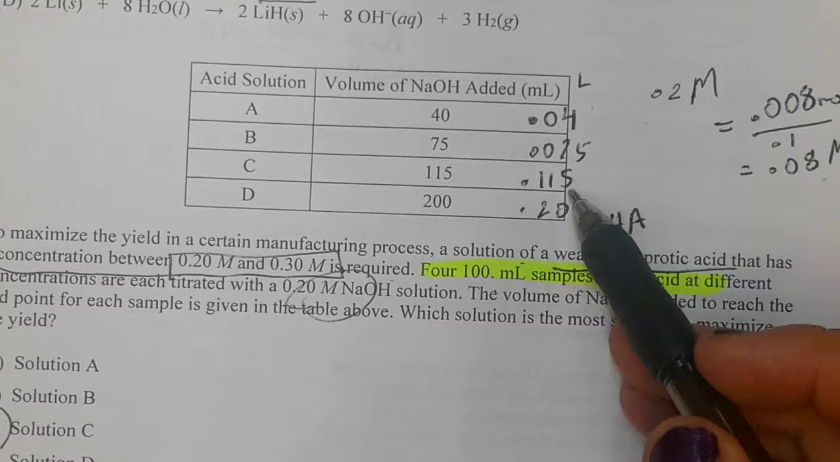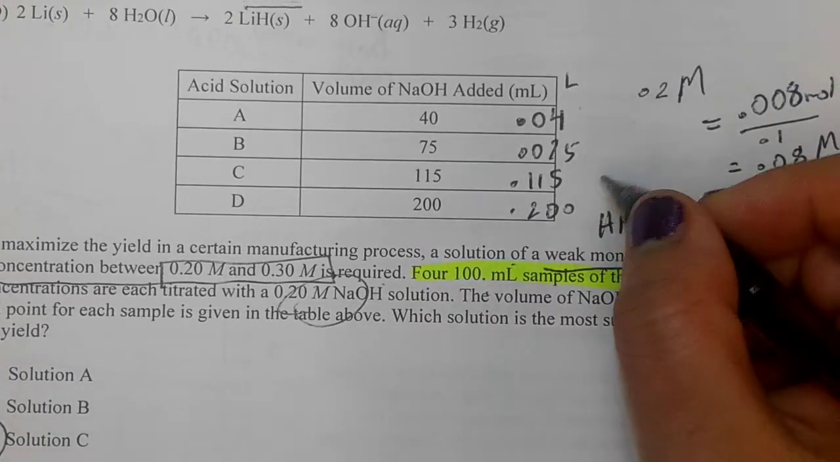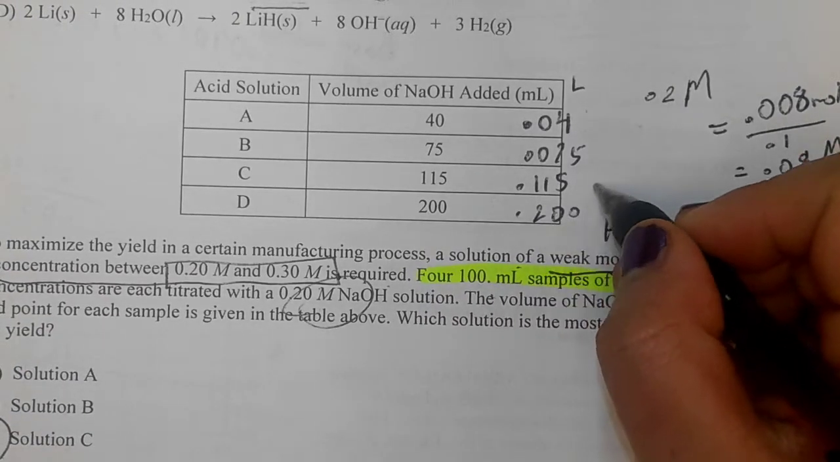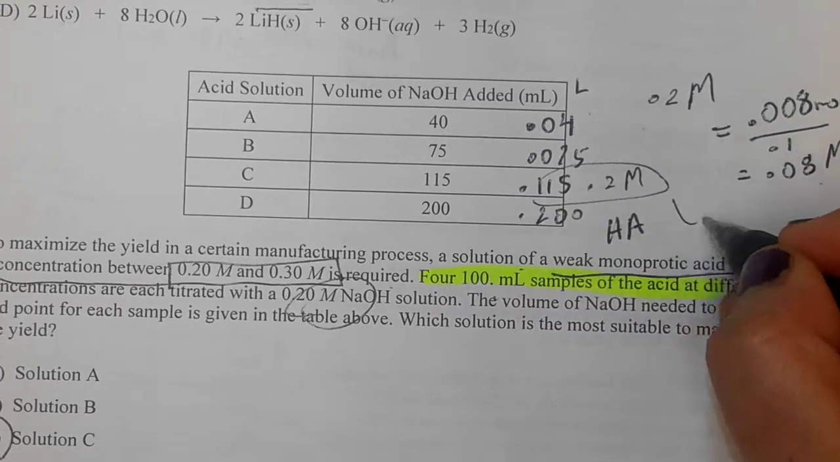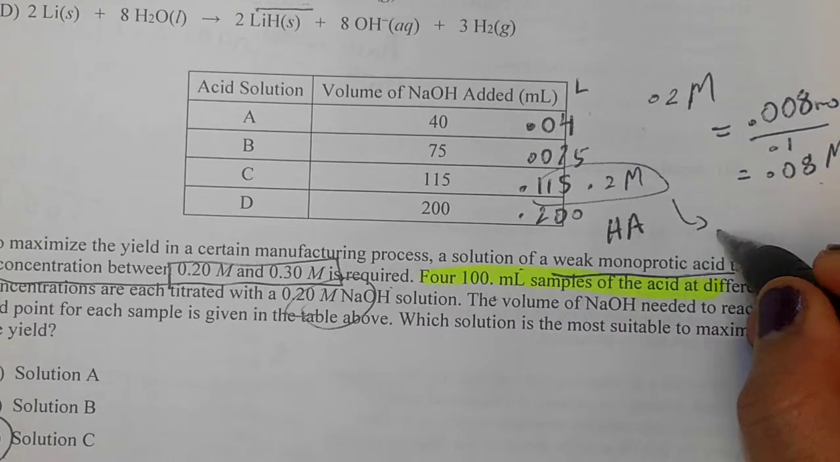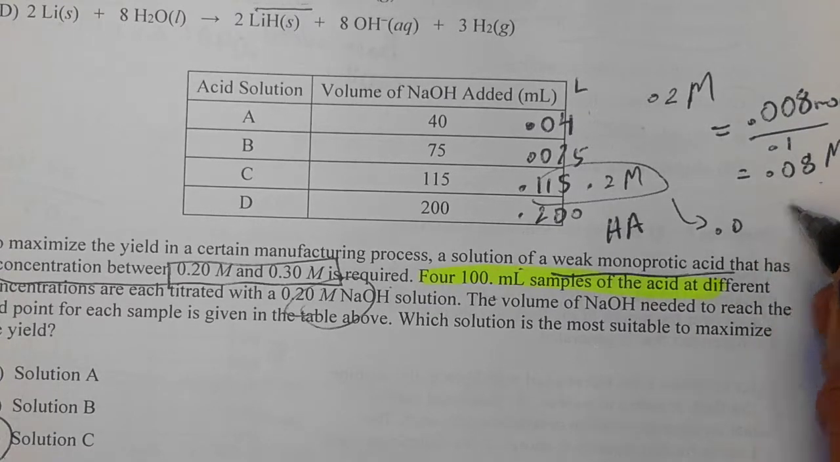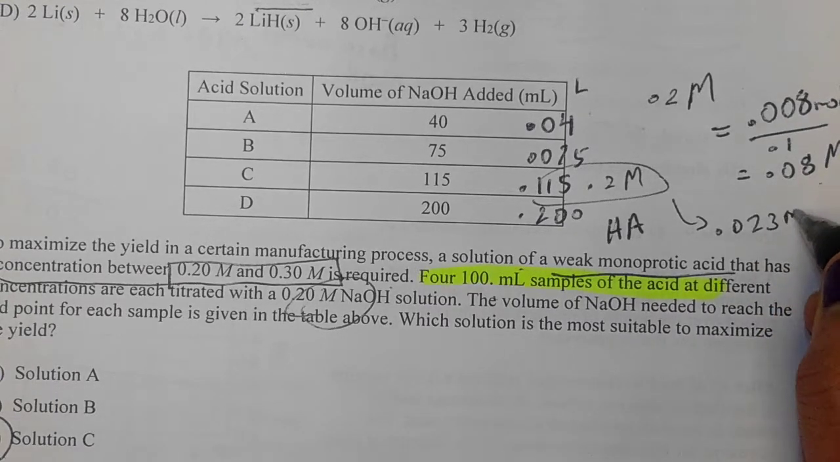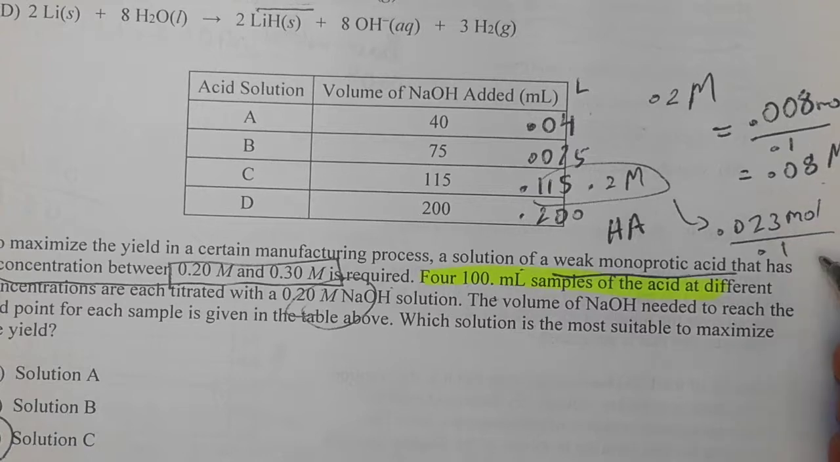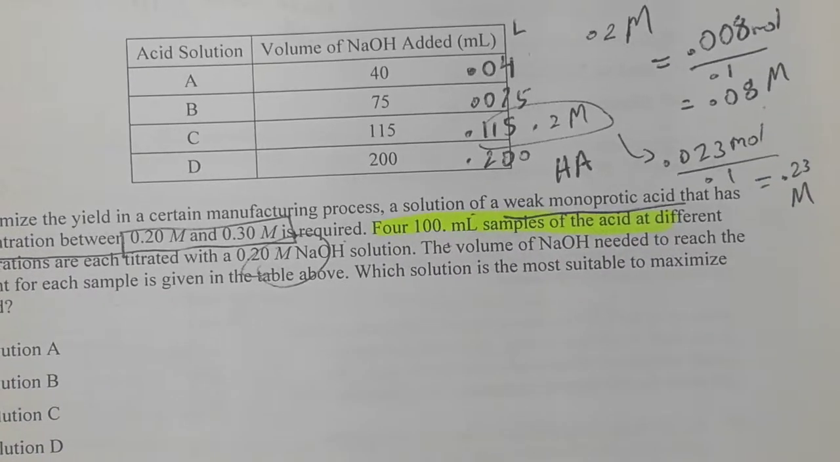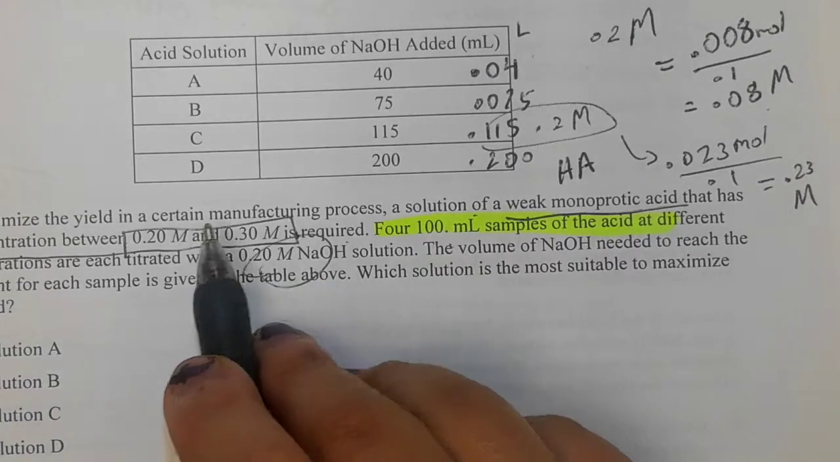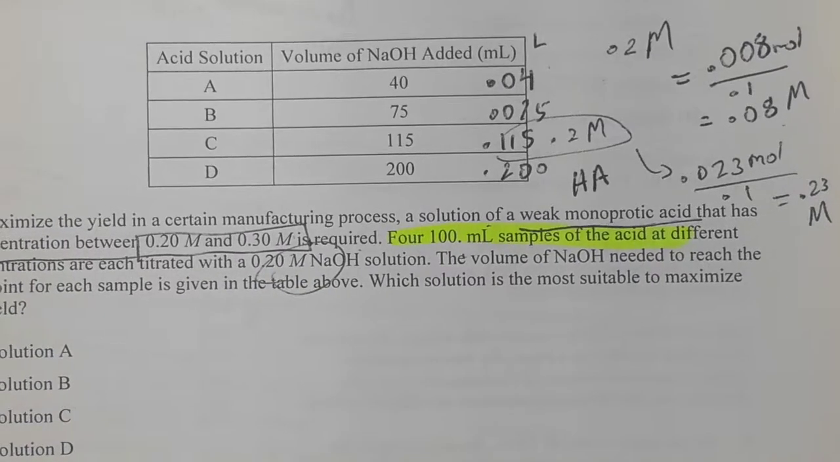And if you're looking for C, C will give you a value within the range. Because, let's see, 0.2. This time this will give you 0.023, right? Mole divided by 0.1. So that means that's going to give you 0.23 molarity. 0.23 is within the range of these two that we're looking for.